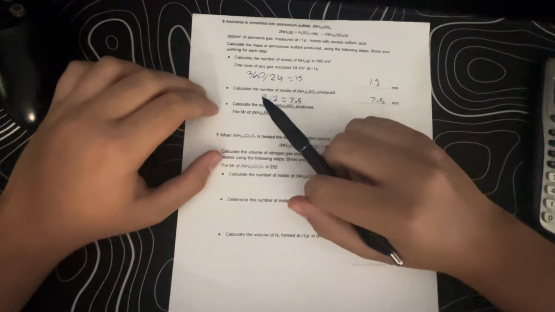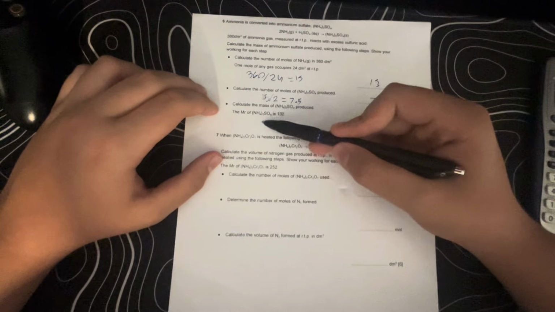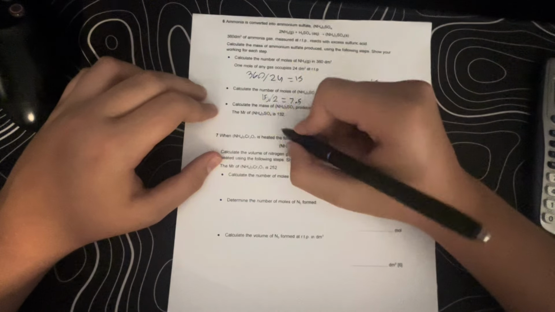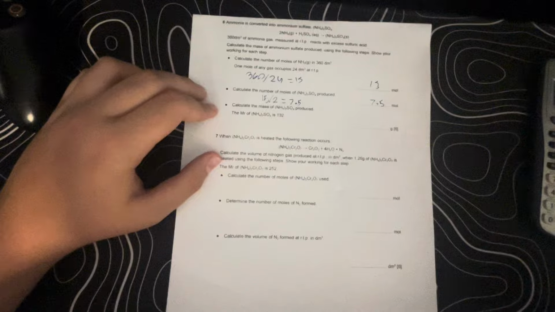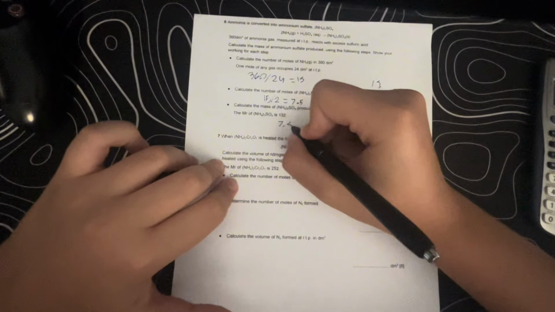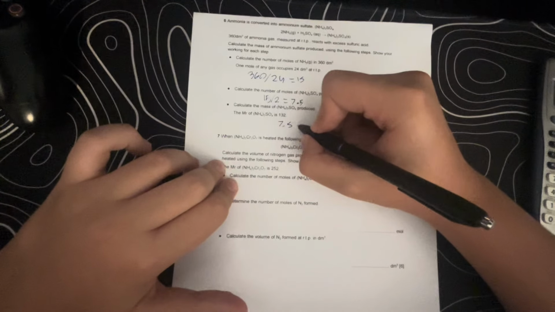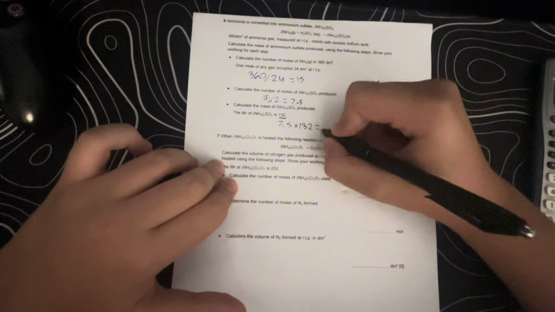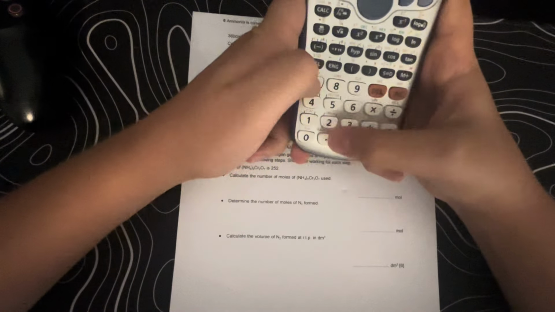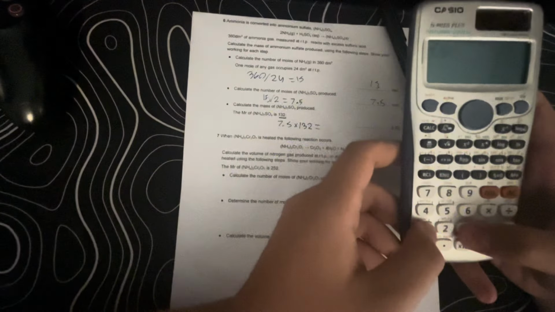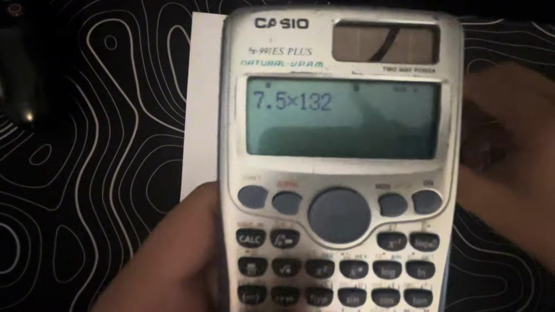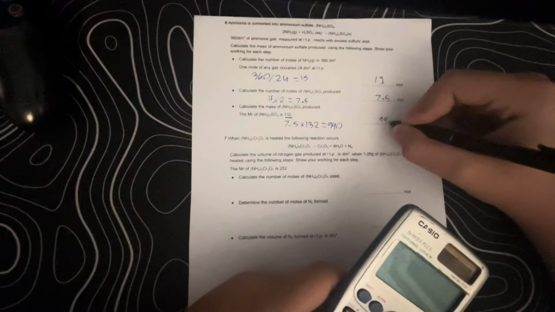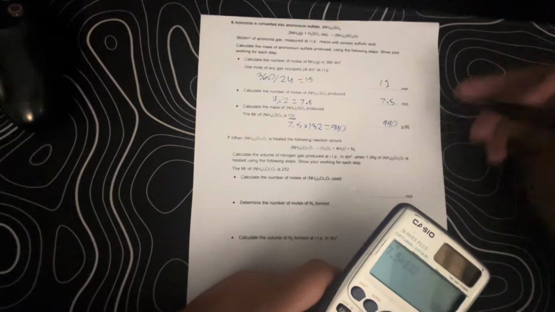To solve the last part of this question, we need to use the formula that mass is equivalent to moles multiplied by molar mass. So in this case, it's going to be 7.5, our amount of moles, multiplied by our molar mass, which in this case is 132. This results in the answer, 990 grams. Over here, the units were already given, so no need to write it down.